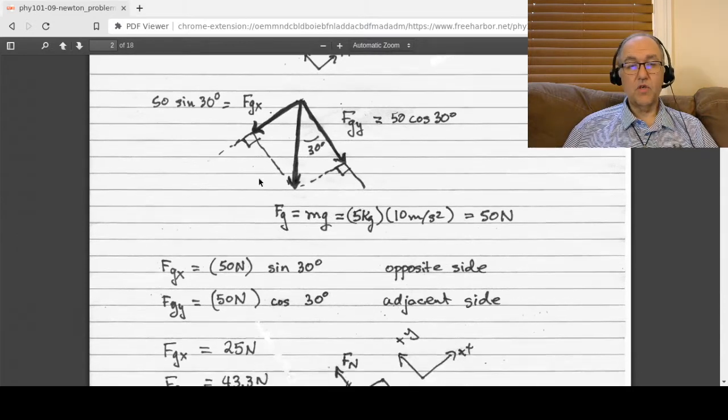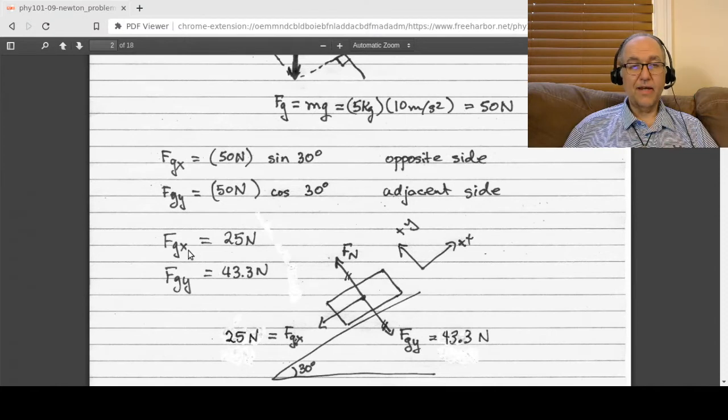And if you just plug that through your calculator, you'll find that FGX is 25 newtons and FGY is 43.3 newtons. So ask yourself if those numbers make sense. The X and Y components have to always be smaller than FG, than the hypotenuse. FG is 50 newtons, and FGX is 25, that's smaller. And FGX is 25 and FGY is 43.3. Yeah, so they kind of make sense.